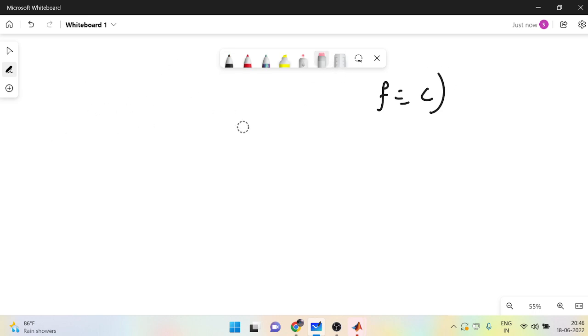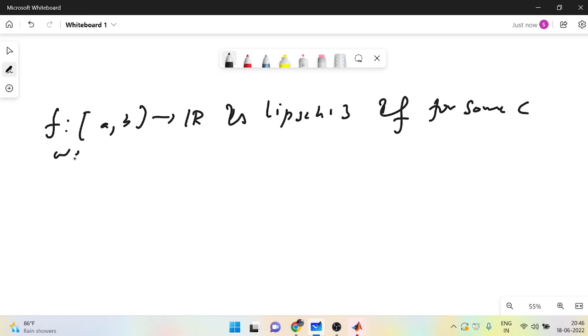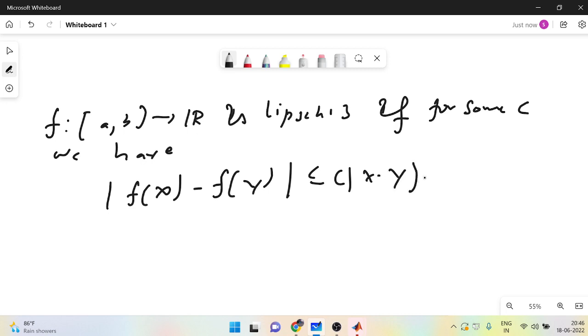Okay, now I'll just give out a definition. A function f to R, not necessarily continuous, is said to be Lipschitz if for some constant we have the Lipschitz inequality for all x comma y. So a locally Lipschitz function is almost differentiable everywhere. I'll just state this without proof.